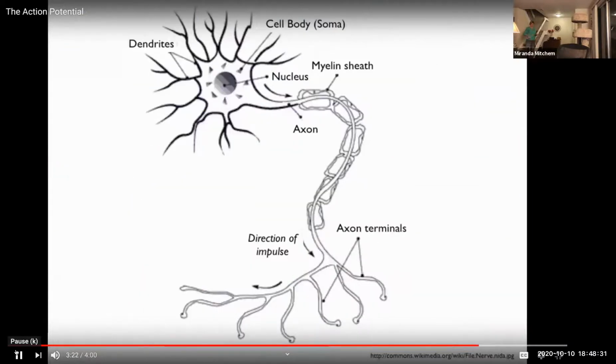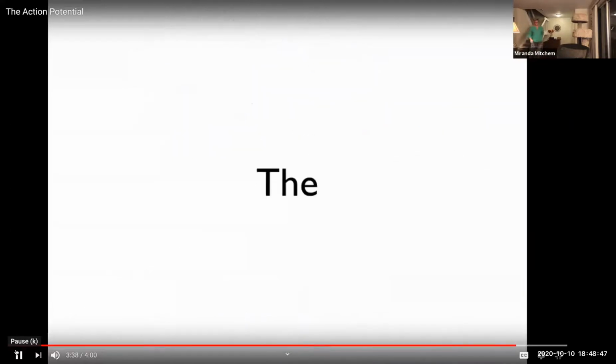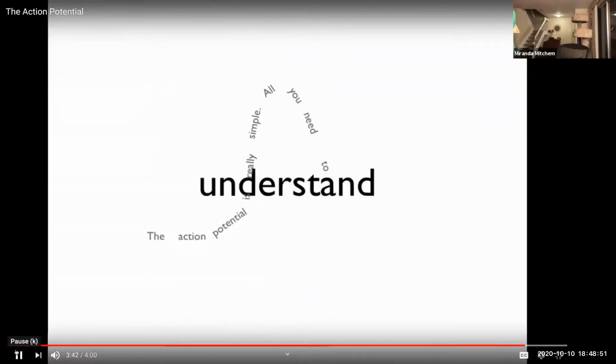Remember also that in a myelinated neuron, like the one pictured here, action potentials only occur in the nodes of Ranvier. These are areas where there's no myelin insulating the nerve, and it produces faster conduction as the impulse can jump from one node to the next. The action potential is really simple. All you need to understand is diffusion.